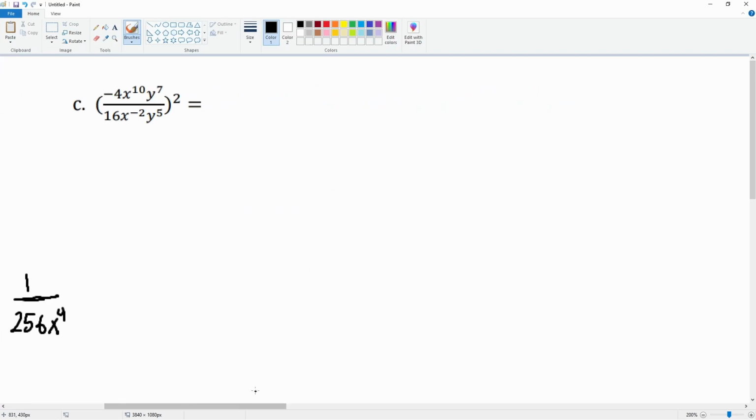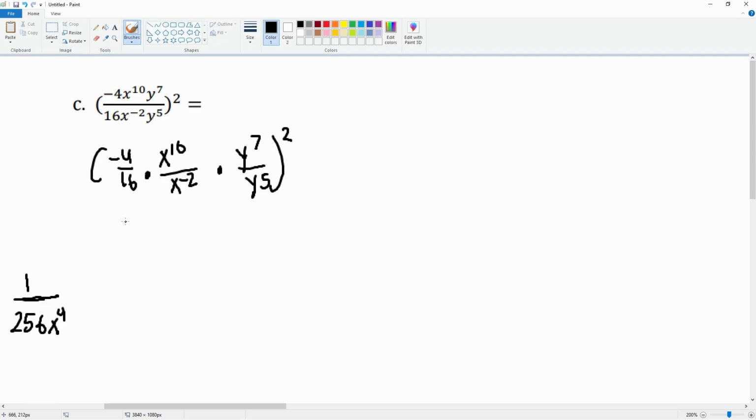Then we have C. Here, the fraction is very complicated, so let's simplify what's inside first. So negative 4 over 16 is the first thing to deal with. X to the 10 and x to the negative 2 is the second thing. Y to the 7 and y to the 5. Okay, those are the 3 pieces, all raised to the 2nd power.